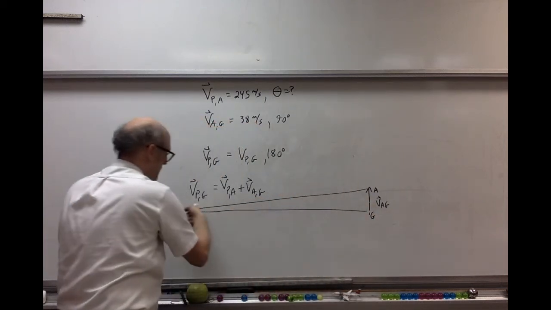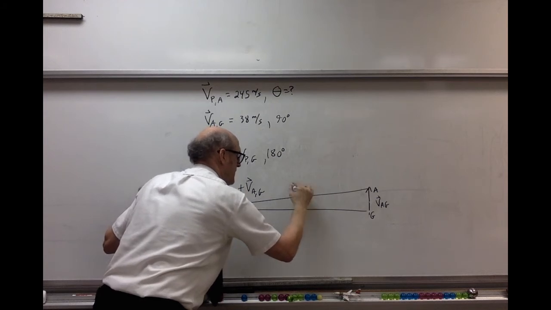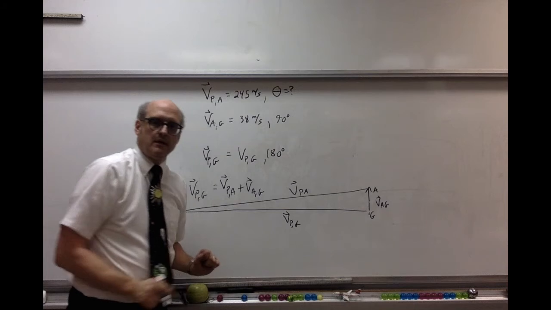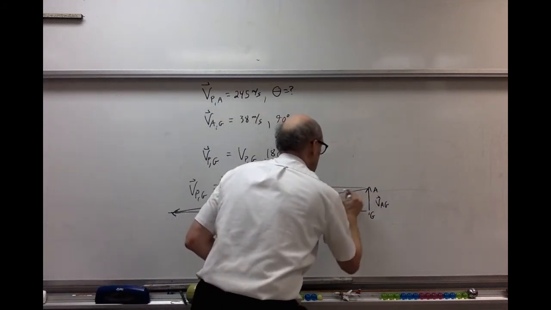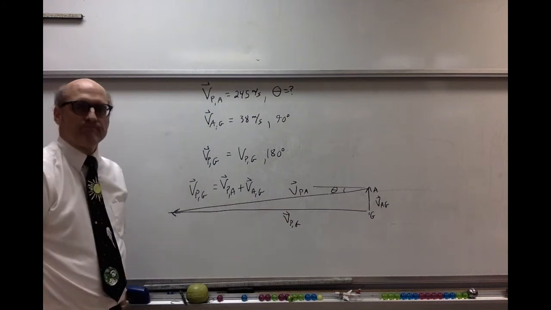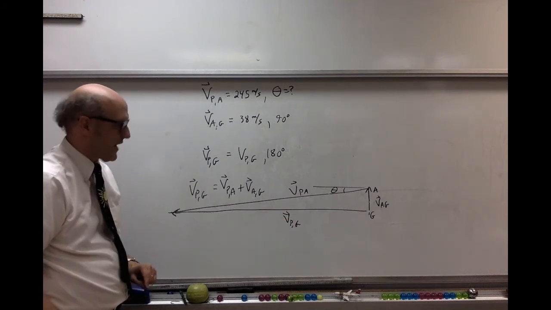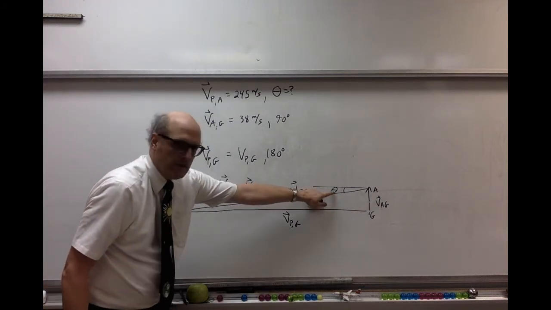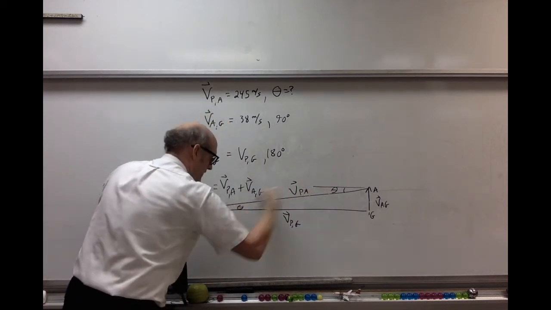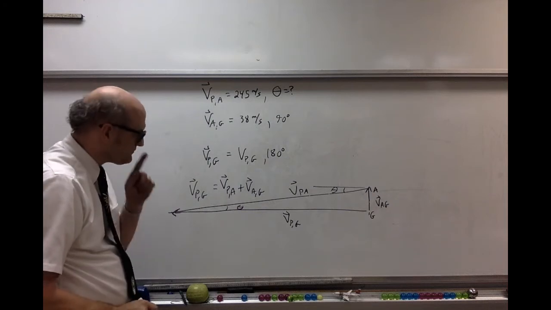So this arrow here represents VPA. This arrow here represents VPG. And the pilot wants to know what angle he needs to direct his plane relative to west. So we need to find this angle. If you look at the triangle here, this angle is equal to that angle, alternate interior angles.